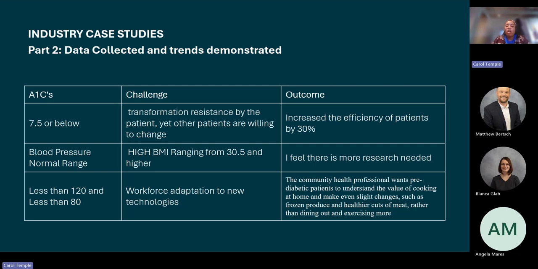It's hard nowadays with the technology world. Everybody's on tablets and computers and phones, but sometimes we need to get back to a healthier society again. So I would like pre-diabetic patients to understand the value of cooking at home and make even slight changes such as frozen produce, healthier cuts of meat, and then of course cooking from home.